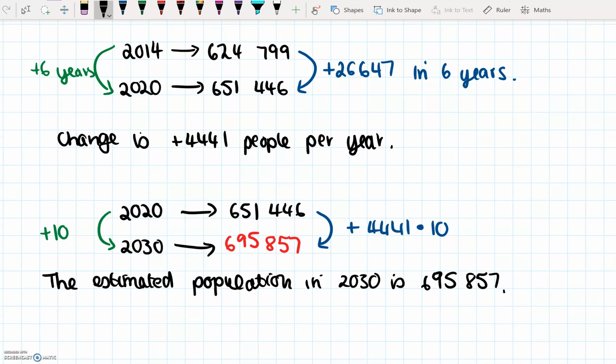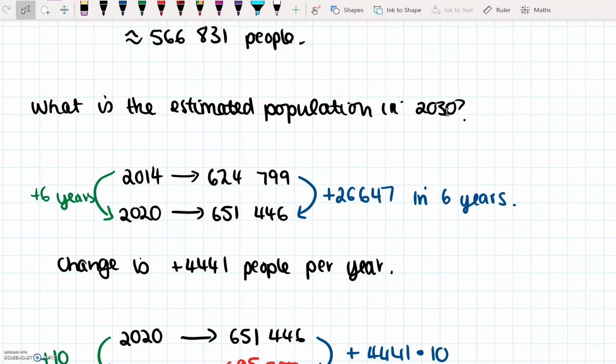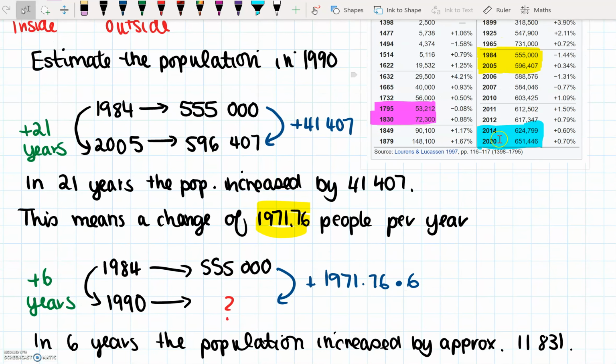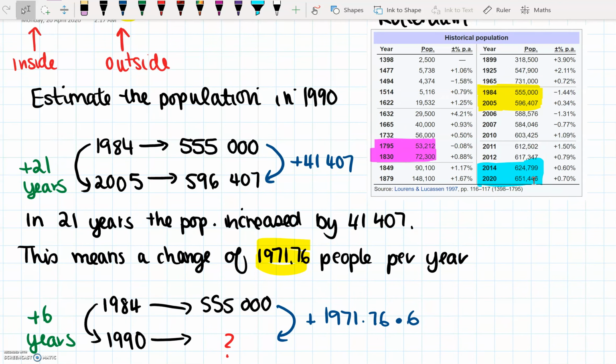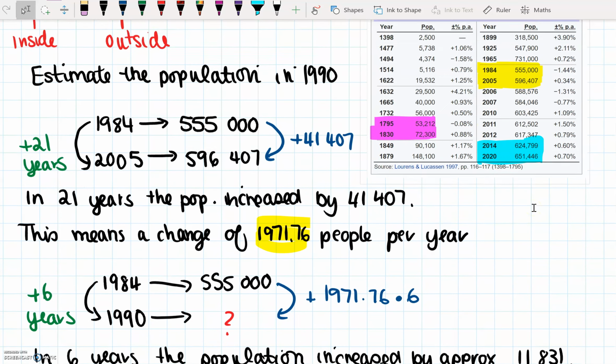Okay, now the really important thing that you get from this is that you must use the data closest to what you're working with. So with extrapolation, we assume that this last trend continues on in the same trend forever. So we assume that it continues with the same trend that it has been.